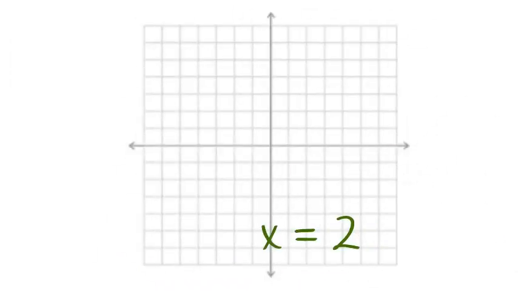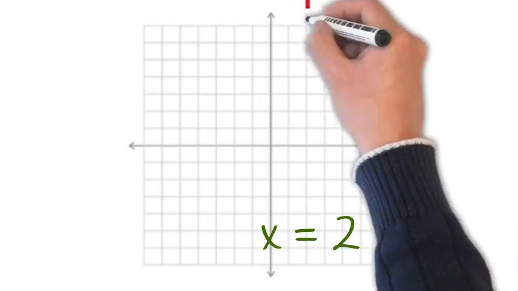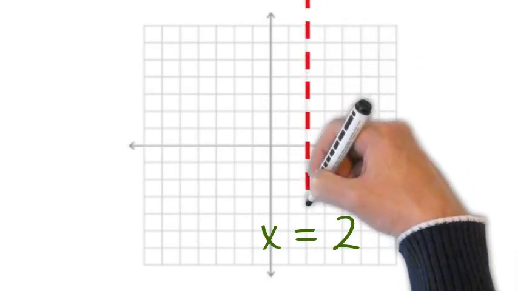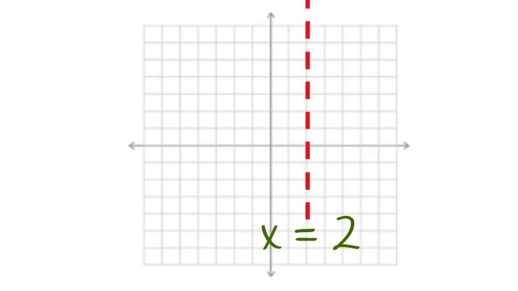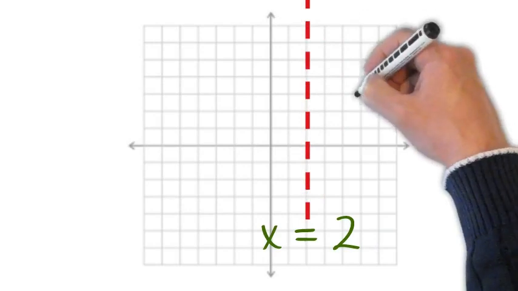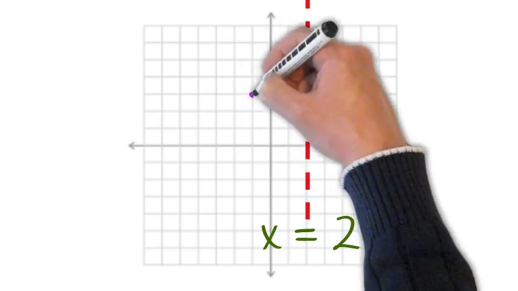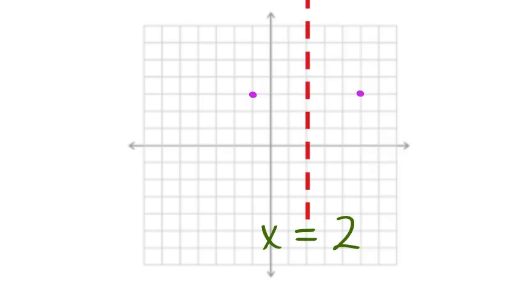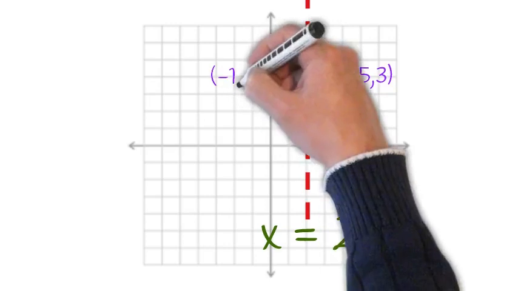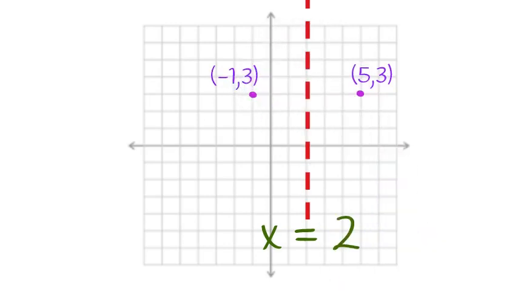In this example, we're going to reflect over the line x equals 2, which is a vertical line. Let's reflect this point right here, located at 5, 3. That's 3 units away from the line x equals 2, and so our image is going to be 3 units on the other side of x equals 2. So 5, 3 reflects to negative 1, 3. You'll notice that the y values did not change because we reflected over a vertical line.